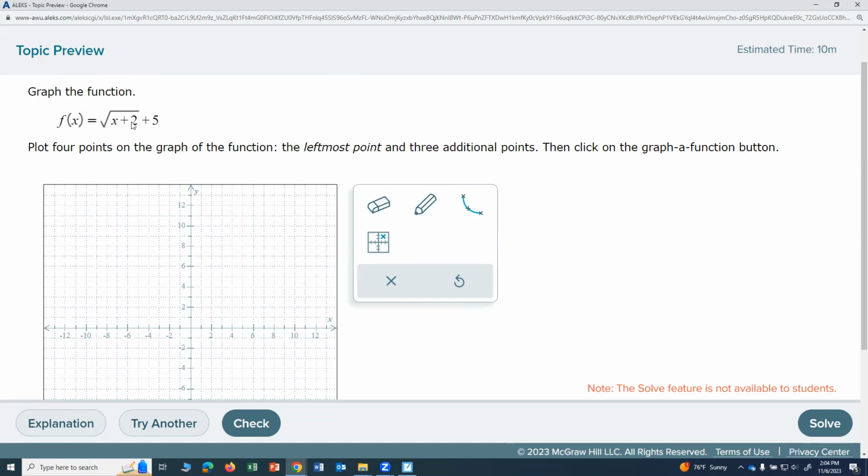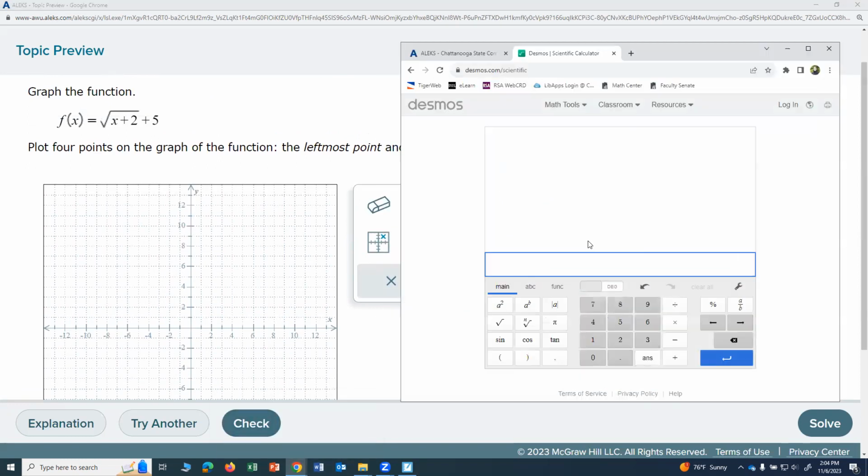So my first ordered pair, I want to let the expression under the radical equal 0. So if I let x plus 2 equal 0, then x would have to be -2. If I plug a -2 in here, I would get a 5. You can use the calculator to do that if you need to. You can use the Desmos calculator and put in the square root, -2 plus 2, use the arrow to get out from under the root, and then add 5. So we have the point -2, 5.